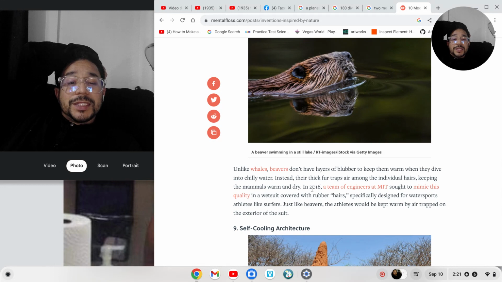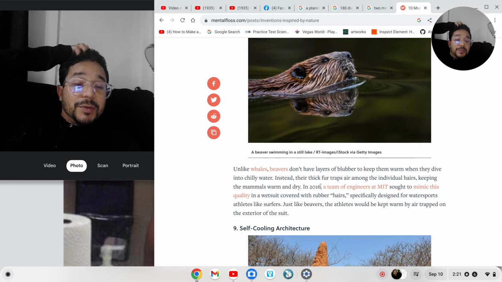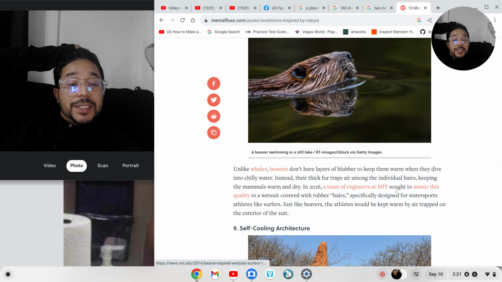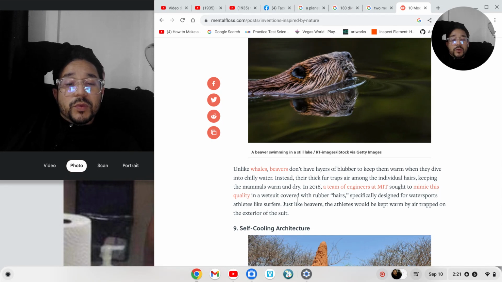In 2016, a team of engineers at MIT sought to mimic this quality in a wetsuit covered with rubber hairs, specifically designed for water sports athletes like surfers. Just like beavers, the athletes would be kept warm by air trapped on the exterior of the suits.